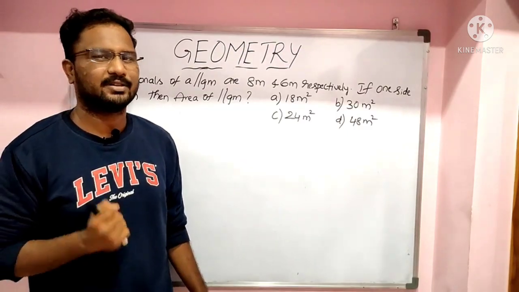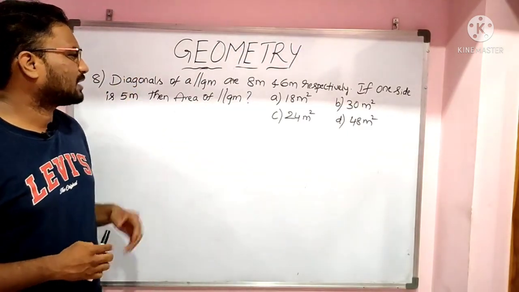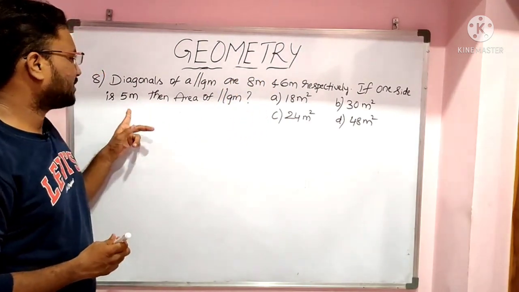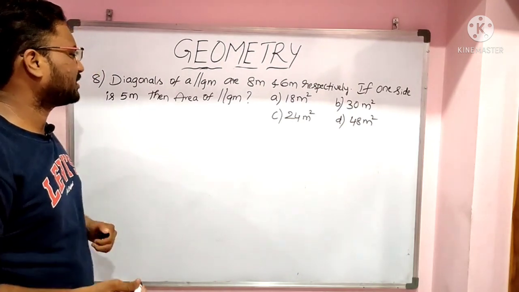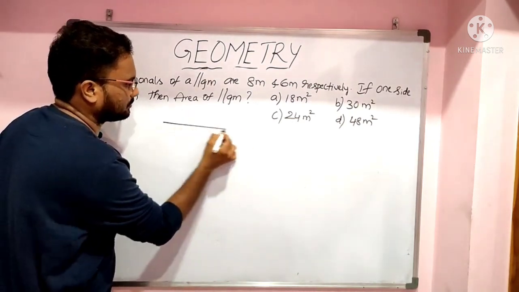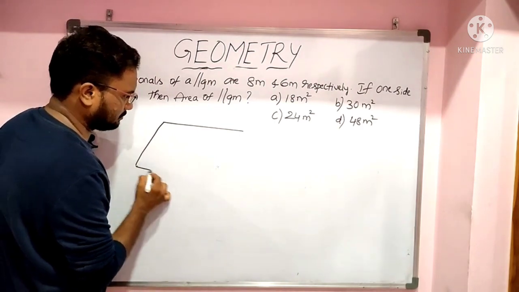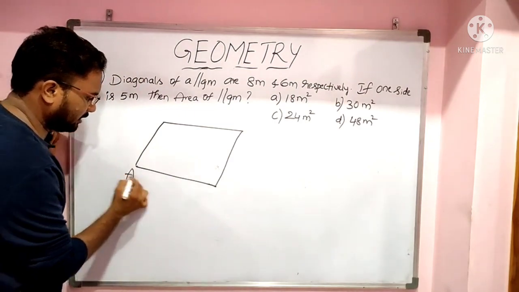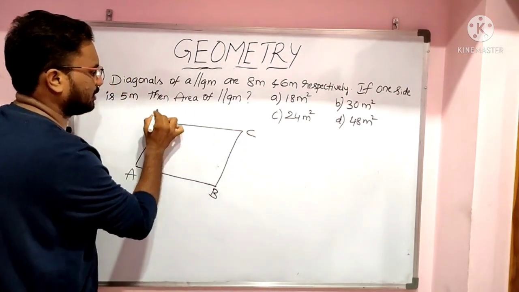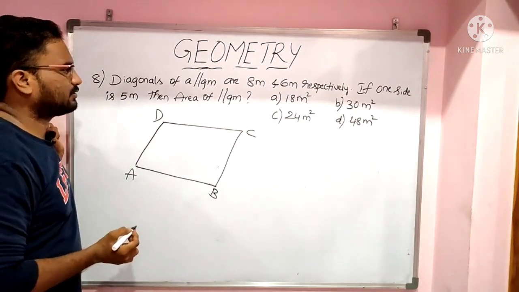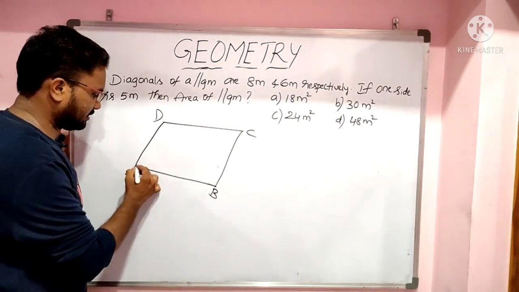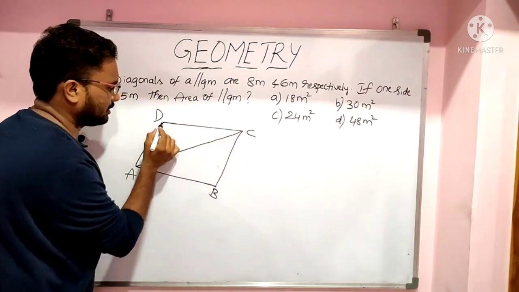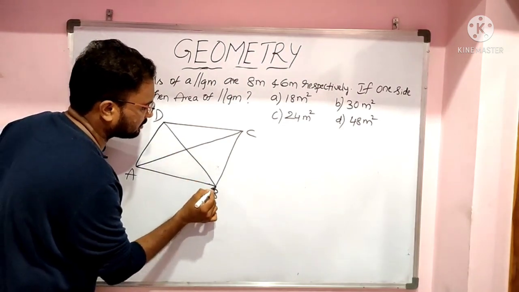Okay, next problem. Diagonals of a parallelogram are 8 meters and 6 meters respectively. If one side is 5 meters, then we need to find the area of the parallelogram. So let's draw a parallelogram. This is parallelogram ABCD. Let us say this diagonal length is 8 meters and these two are diagonals. This length is 6 meters.